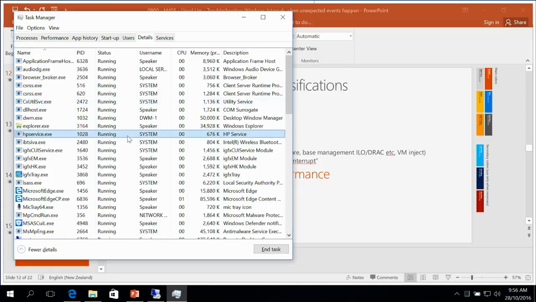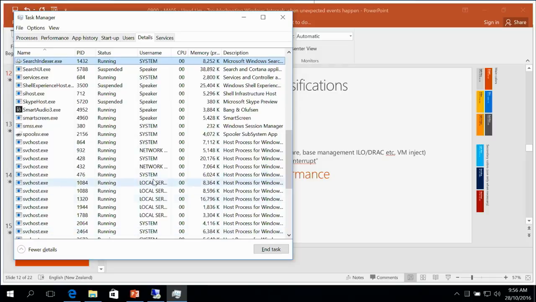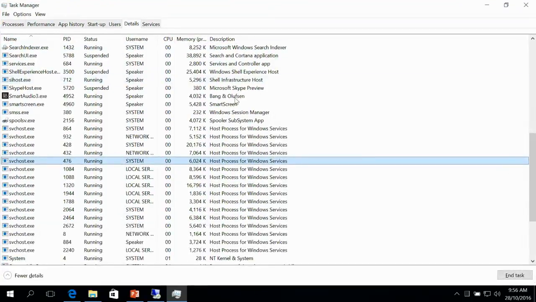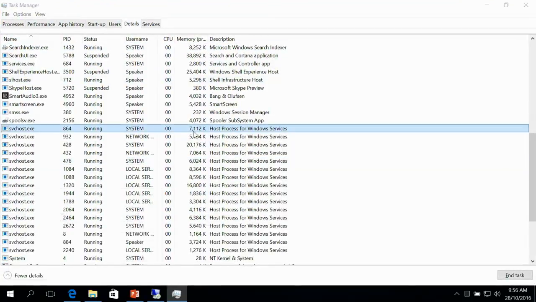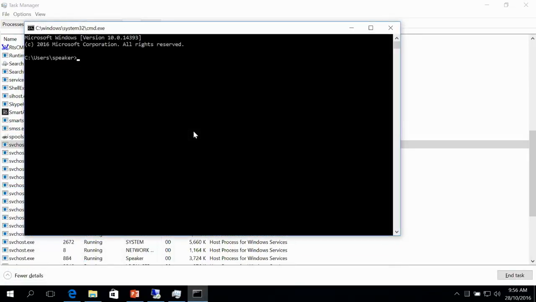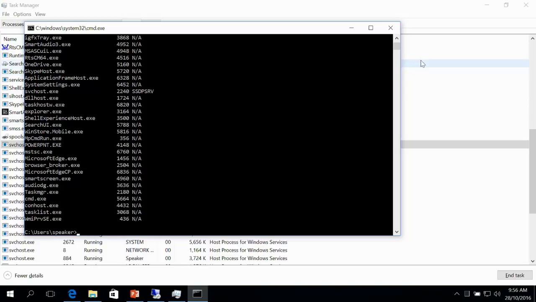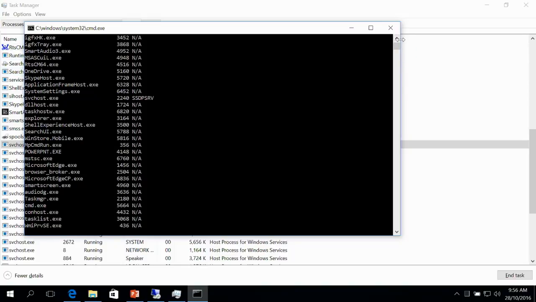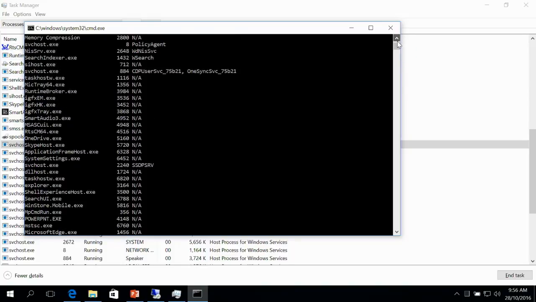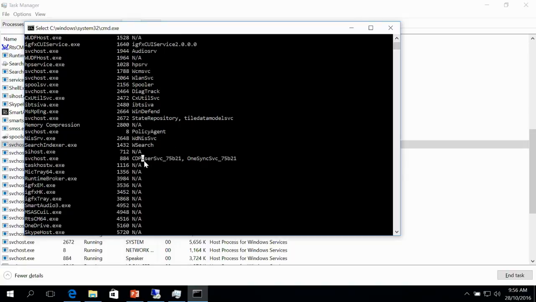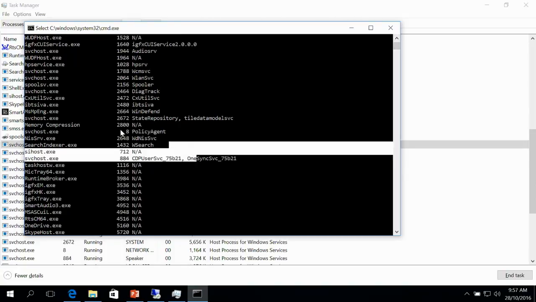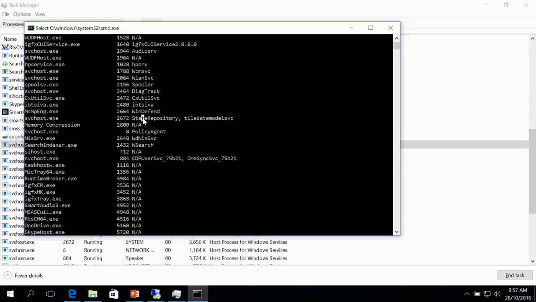The other thing is, if you go in here and you look under SVC host, you will now see this stuff, and then you go, oh, well, I can't tell. The other way is you run your command prompt, and you run tasklist /SVC. Okay, let me pull it up so you can actually see it. See all the services that are running? 884 was CDP user service, one sync service. 2672 was state depository, tile data, and so on. So it actually tells you that.